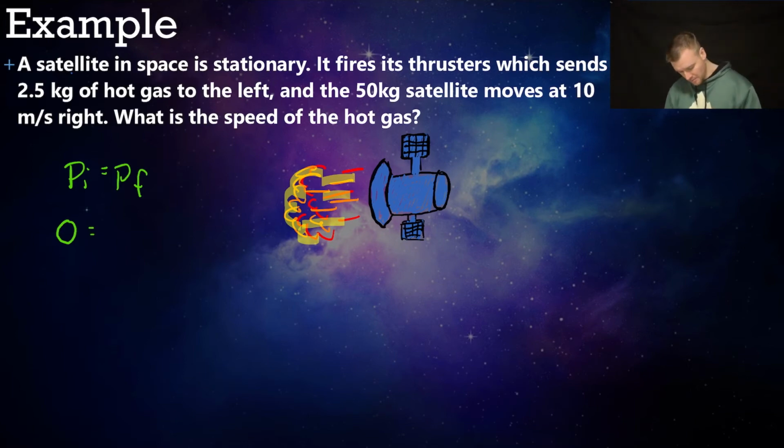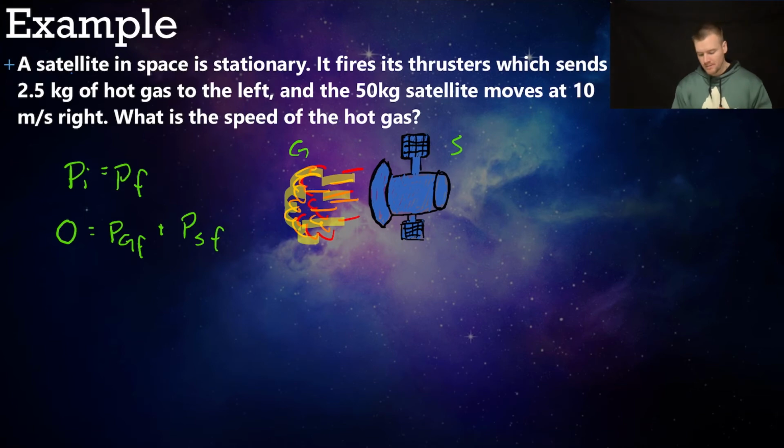We have the momentum of, let's say, the gas at the end, plus the momentum of the satellite at the end. I'll just put a G here for gas and S there for satellite. Now, it's also important that we keep track of direction. I'm going to call this way positive and this way negative. All right, so now let's plug in.